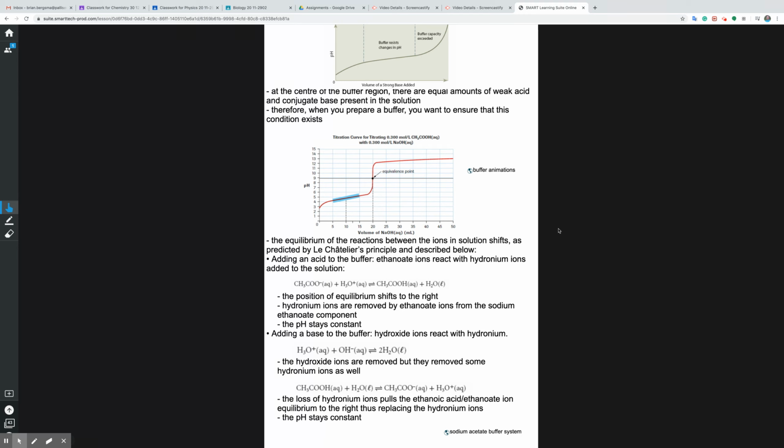In this case, we have ethanoate or acetate ions reacting with hydronium ions in the solution. So this is our base. We're adding acid. This is its conjugate acid, and then water. The position of the equilibrium shifts to the right when we start adding the acid, because we're adding this, so it wants to shift the other way. The hydronium ions are removed by ethanoate from the sodium ethanoate component.